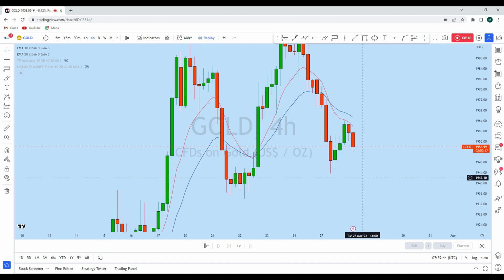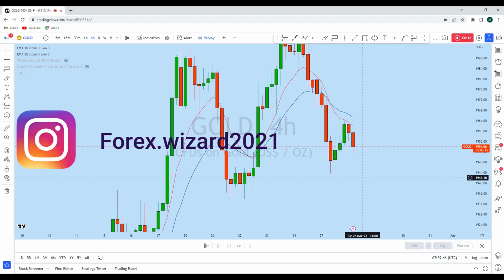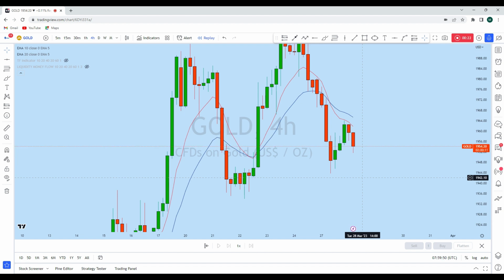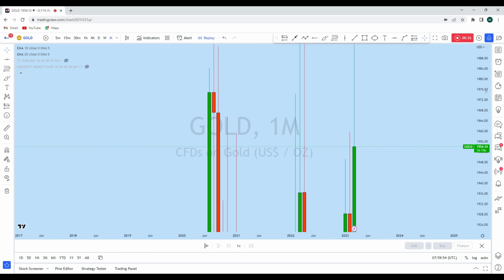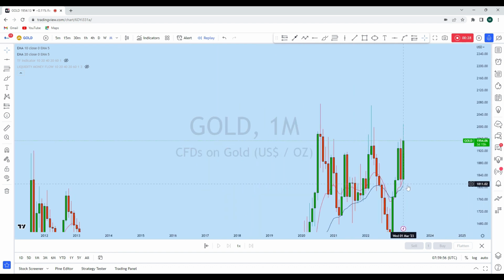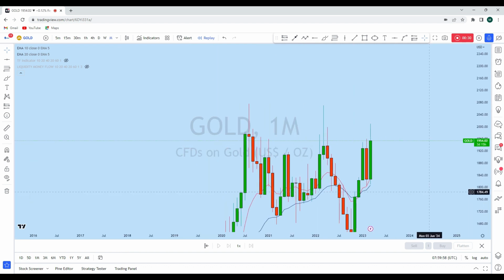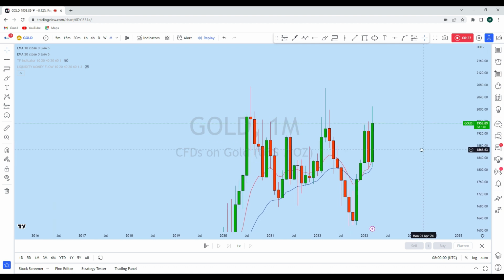Now, before we discuss how we can trade, let's look at the bigger picture to see the general direction in the market, and then we'll jump onto this lower time frame to see how we can trade gold. Looking at the monthly, we can see that gold is currently in a pullback.